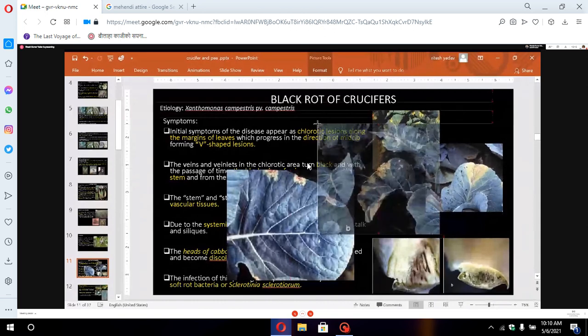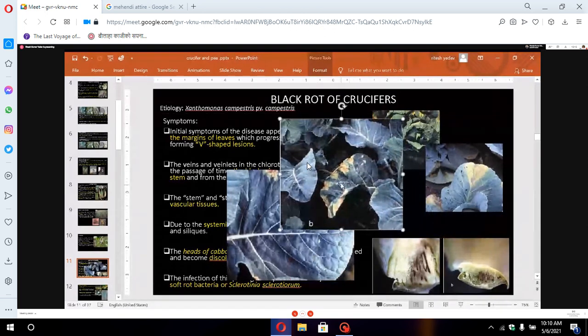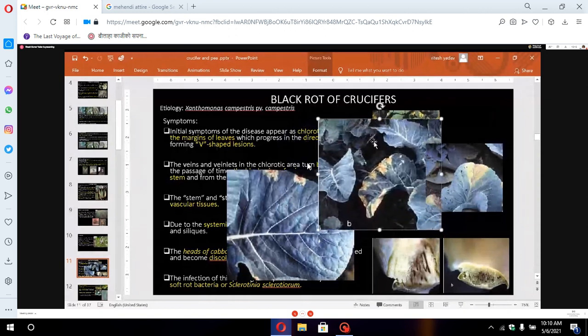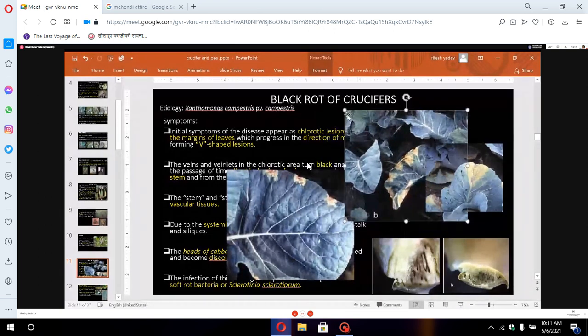In this case you won't see a typical V shape. The symptoms always appear as chlorotic lesions, chlorotic areas on the margin of the leaves of crucifers. When this progresses, it always progresses toward the midrib, and they assume some kind of V shape.